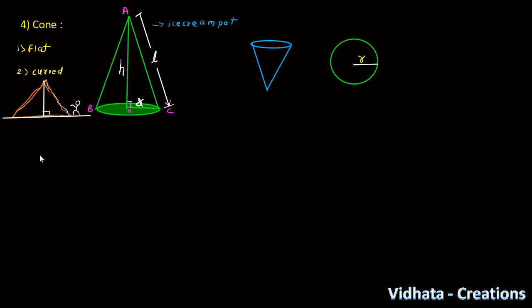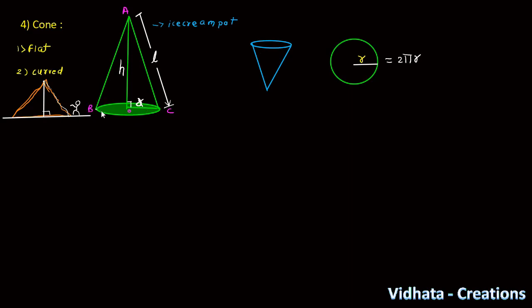Now we know that at the bottom there is a circle having radius r and circumference equal to 2 pi r. What will be the circumference of this bottom circle? It is 2 pi r. Now one by one we will try to calculate the area.